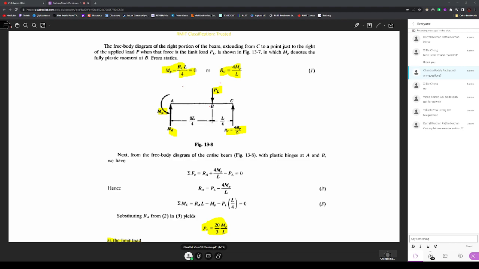Can explain more on equation 3. Oh, all right, Daryl.